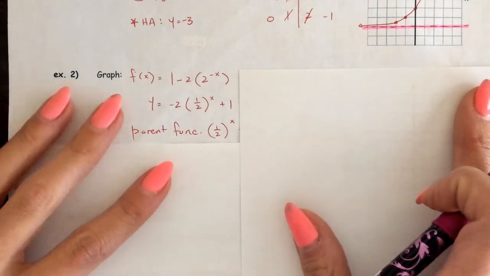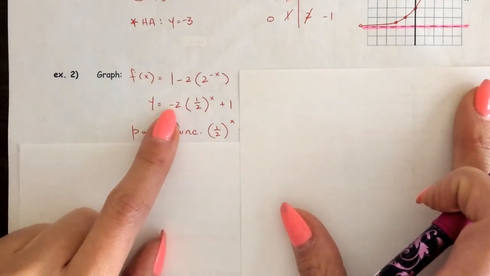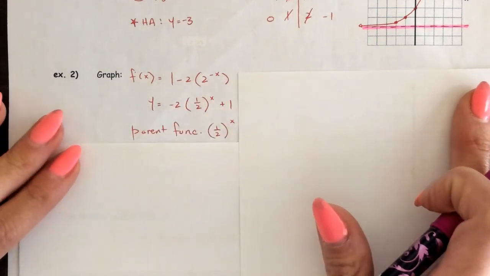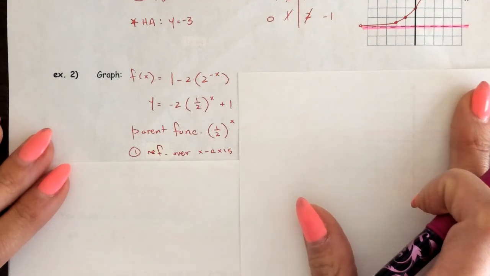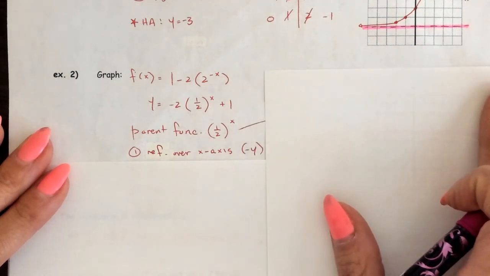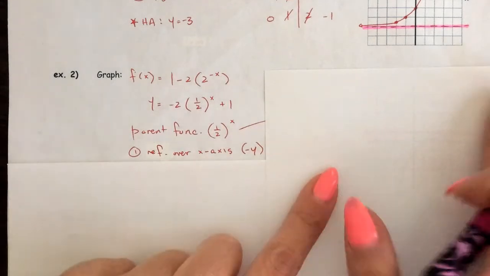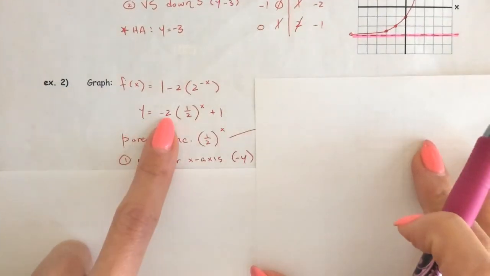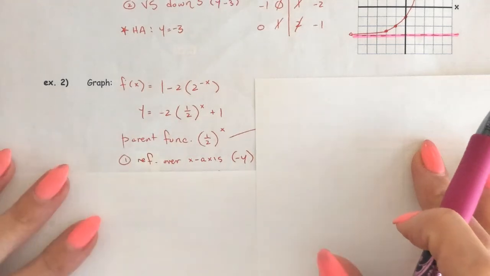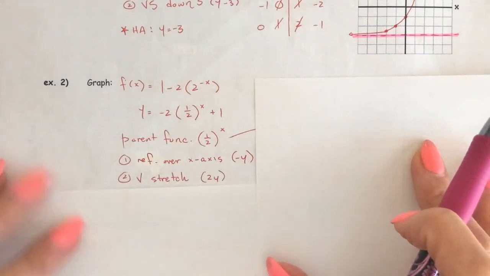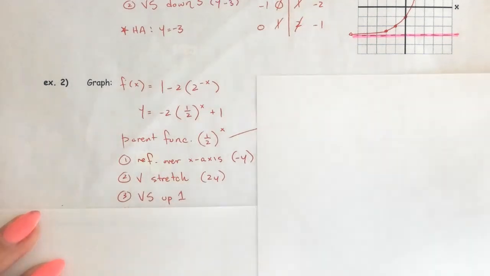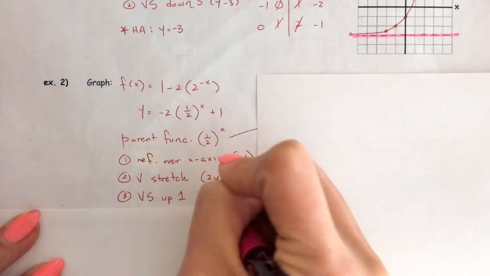Then let's list. So what comes first here? The negative, and then the 2, and then there's a +1. So what is the negative? The negative is a reflection over the x-axis. That's a -y. So when you reflect over the x-axis, it goes from here to here. So positive y, negative y, right? Okay, what was next? The 2. The 2 is a vertical stretch of 2y. The 1 at the end is a vertical shift of +1. So again, I would write y plus 1.